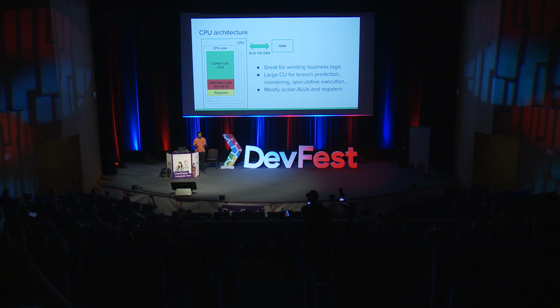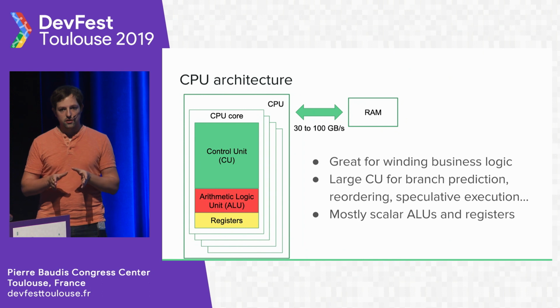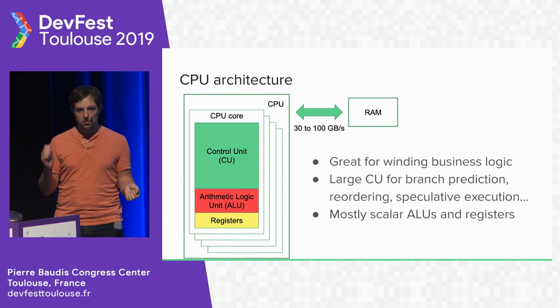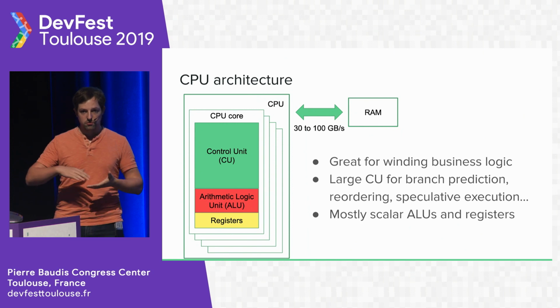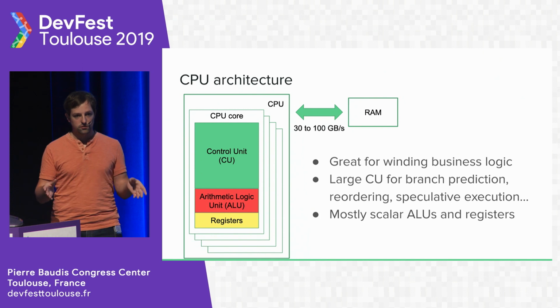A CPU usually has a bunch of cores, and each of the cores is optimized to do a stream of serial instructions in the most efficient way, to make them run as fast as possible. And that influences the design of CPUs in many different ways.